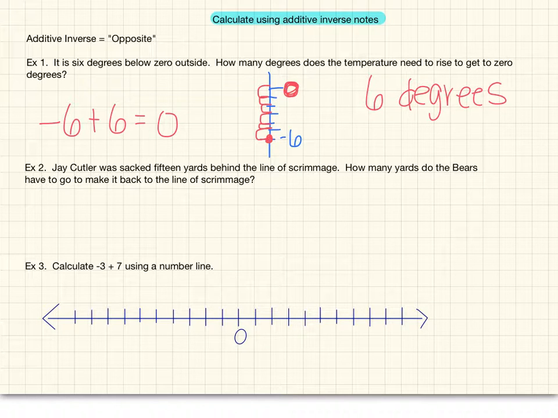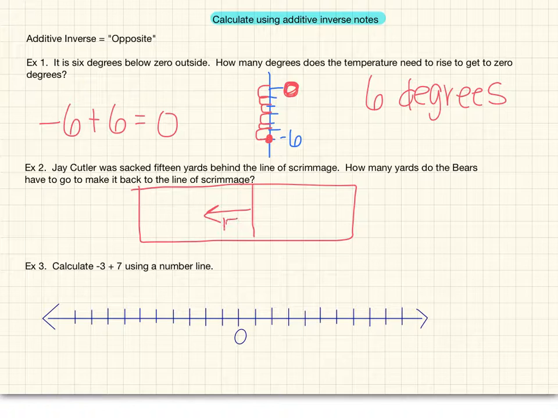This one is related to football. So Jay Cutler was sacked 15 yards behind the line of scrimmage. Okay, the line of scrimmage is the starting point when you start the play in football. How many yards do the Bears have to go to make it back to the line of scrimmage? Okay, so again, if you think about the football field, here's our big football field. Okay, and let's say the line of scrimmage is right here. Okay, he gets sacked 15 yards back. YDS for yards. Okay, so that's like they lost 15 yards on the play. Okay, so that's a -15.